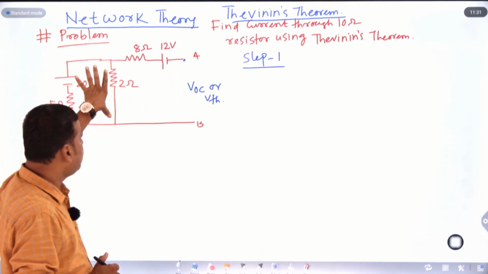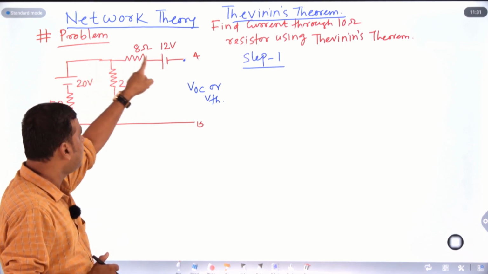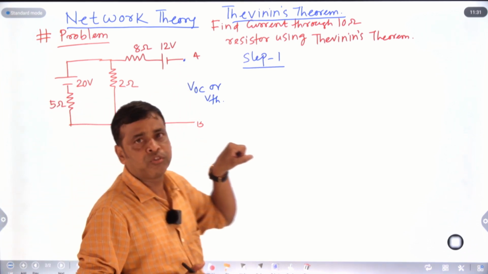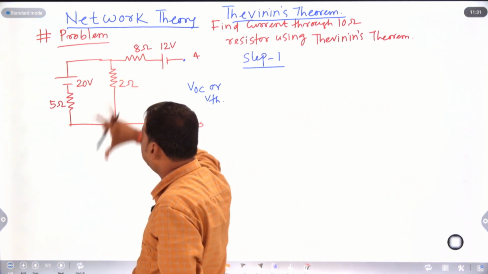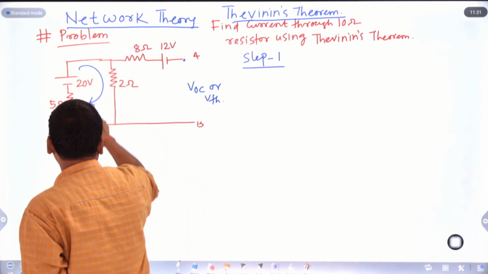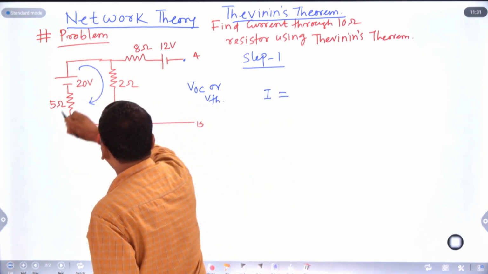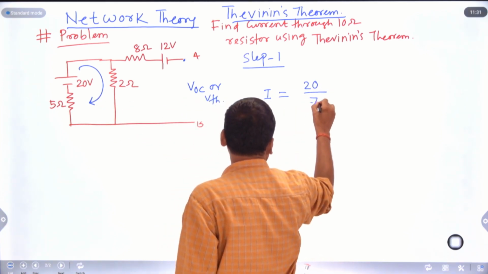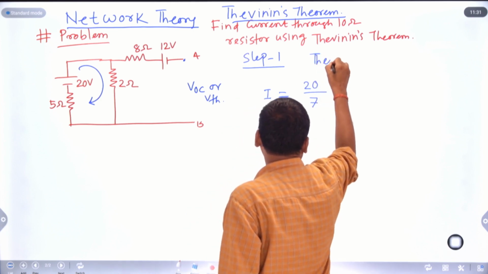So we can calculate this voltage. How to calculate this voltage? No current flows through this branch because this is open circuited, so we are going to calculate VOC or VTH. First of all, we calculate how much voltage is across this 2 ohm resistor. Naturally, how much current flows through this 2 ohm resistor? The current I is 20 divided by 5 plus 2, that is 20 by 7 ampere.